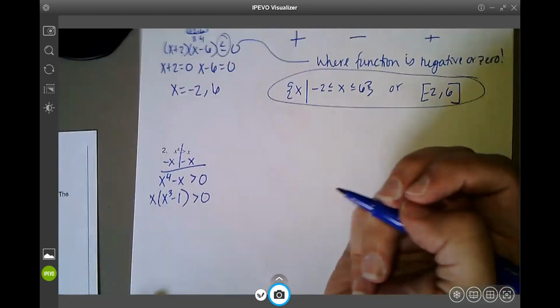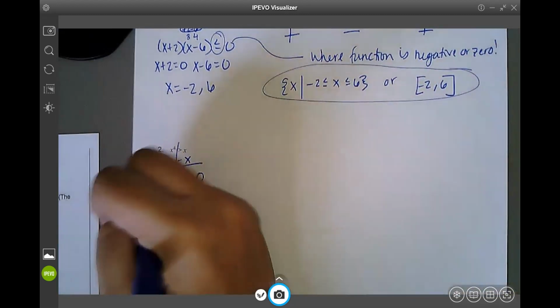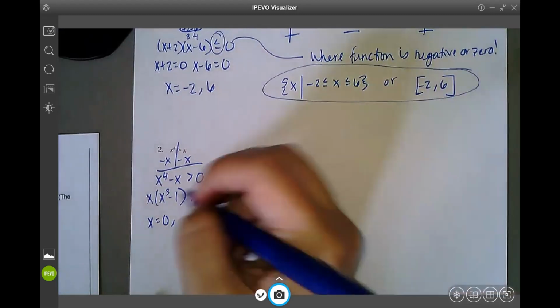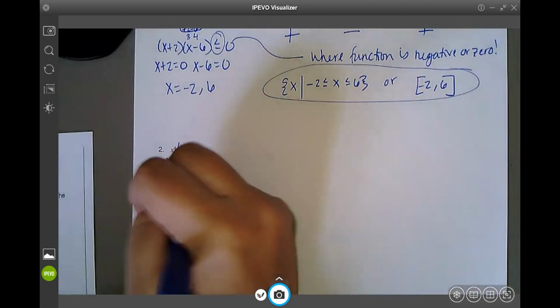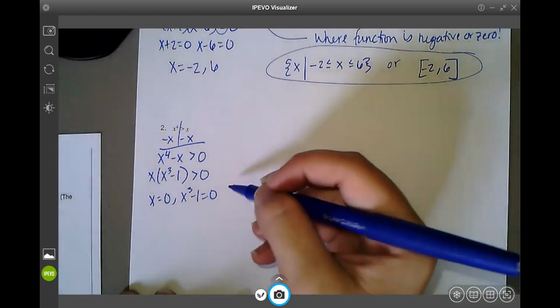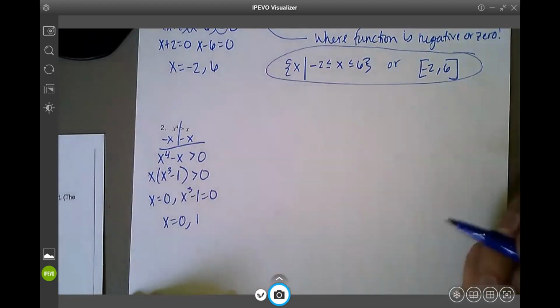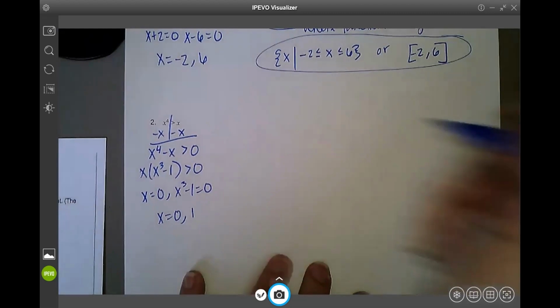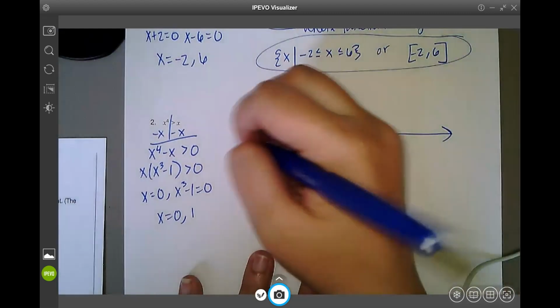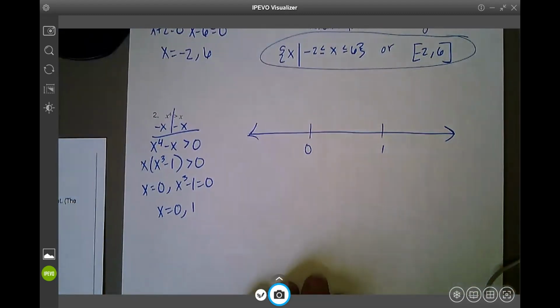So when I set each of those equal to 0, all I care about are the real solutions, so I don't have to factor that further. I get x equals 0. And when I solve that piece, because I've got x cubed minus 1 equals 0, add your 1, take the cube root, you get x equals 0 and 1. Zero and 1 will be what goes on your number line. And I need test values that surround 0 and 1.